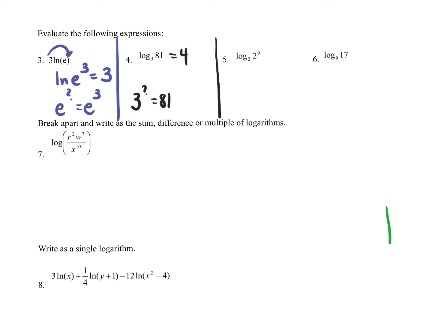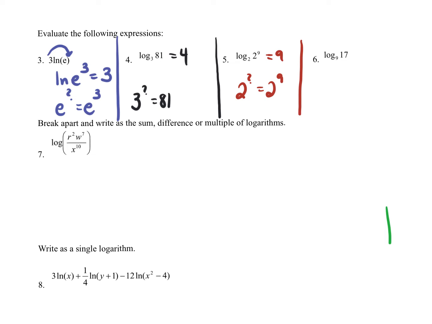Log base 2 of 2 to the 9th is similar to the first problem. It is 2 to what power gives me 2 to the 9th? Well, again, all you'd have to do to replace your question mark is plug in the 9 to get that. So this is going to be 9.